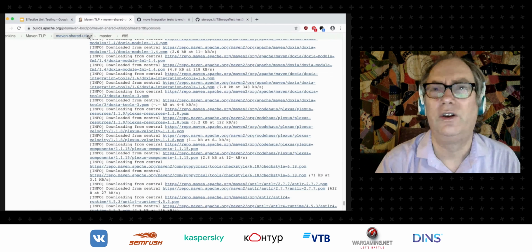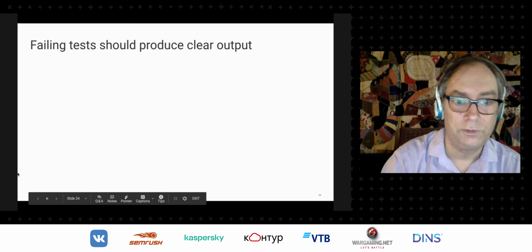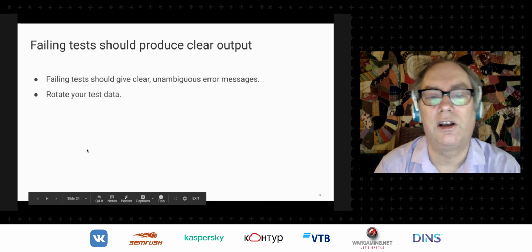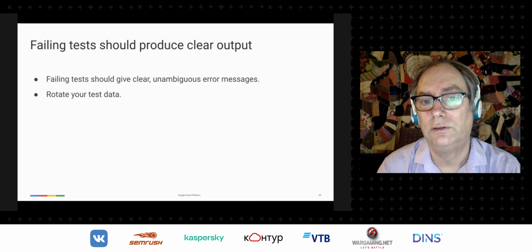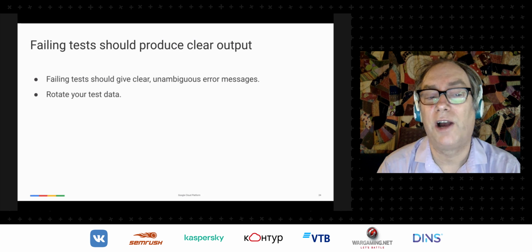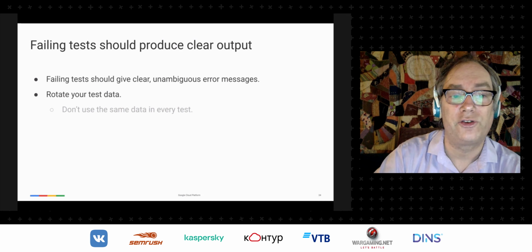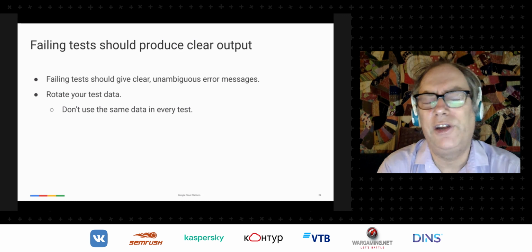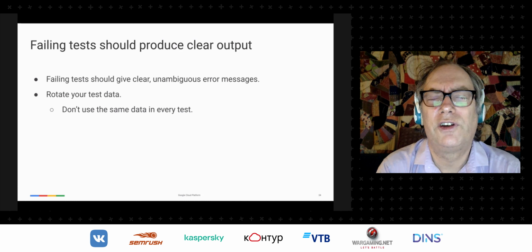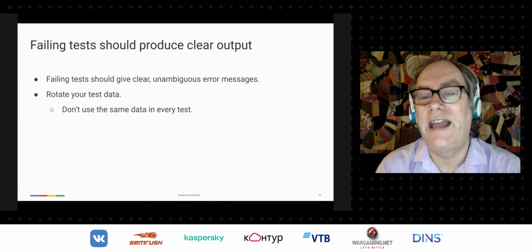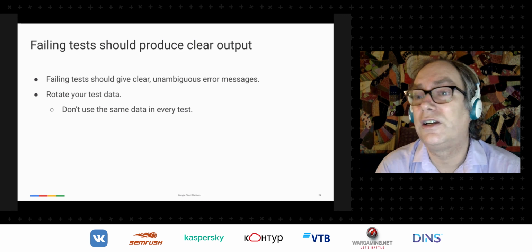Failing tests definitely do need to produce clearer output. So, clear, unambiguous error messages. They should clearly identify what failed and where it failed. One way that is surprisingly useful to help with that is to rotate your test data. I don't mean random test data or arbitrary test data, but in every test method, choose something different. So for example, if you're using the name John in one test, use the name Mikhail in the next test, or use the name Yevgeny in the third test.